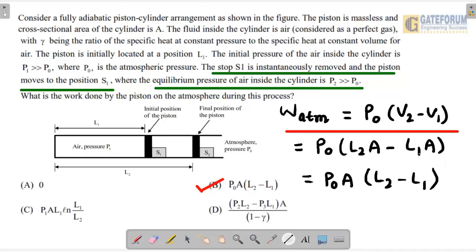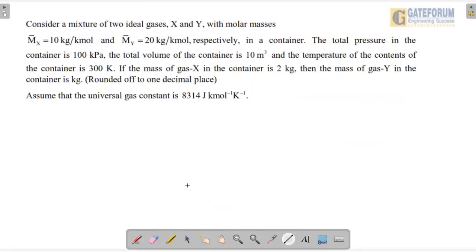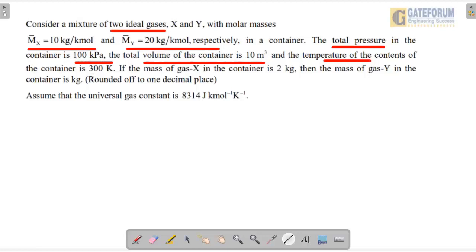Clear? Next problem is an ideal gas question. Very easy, guys. Try all of you. Consider a mixture of two ideal gases X and Y with molar mass Mx of 10 kg per mole and My of 20 kg per mole in a container. The total pressure PT is given as 100 kPa. Total volume is 10 meter cube and the temperature is 300 Kelvin.